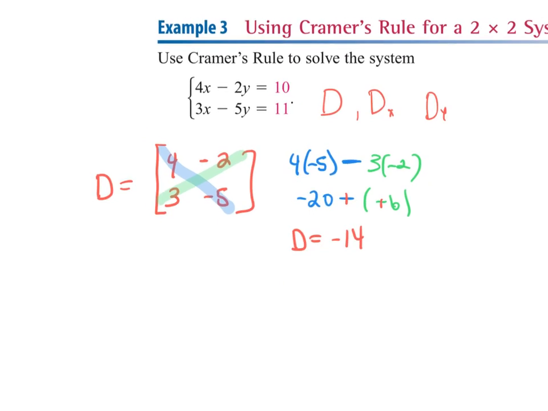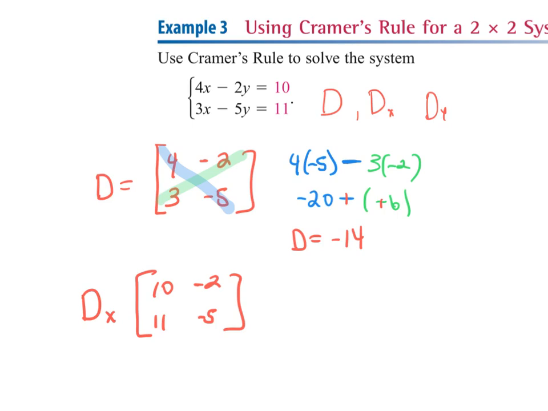Now we're going to find D sub x. So instead of the x column, what am I plugging in? The answers, 10 and 11. And in the y column, I put the coefficients for the y's. If you're looking for x, you put the answers in for x. If you're looking for D sub y, you put the answers in for the y.